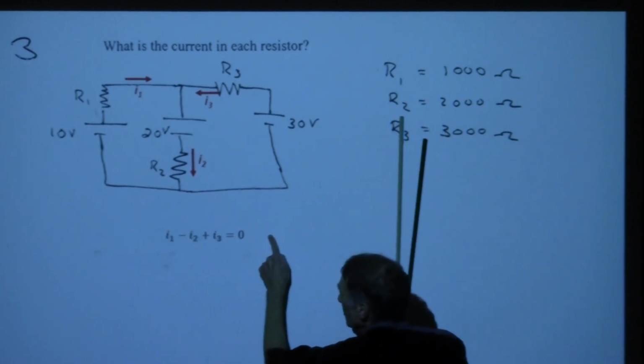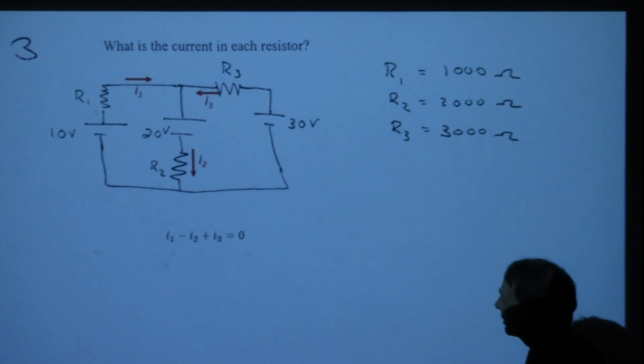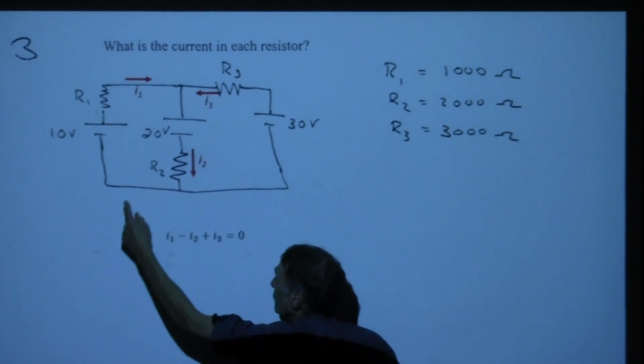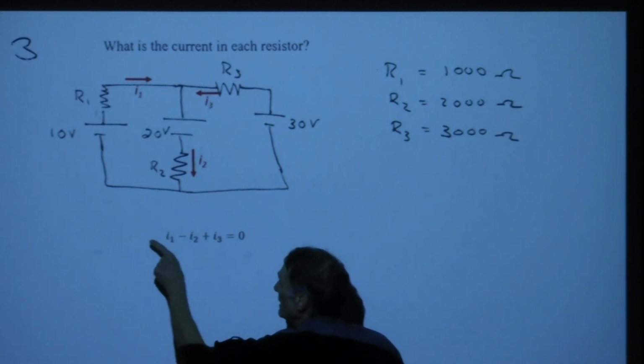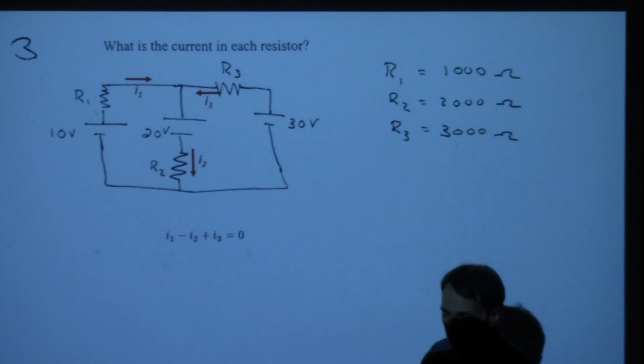Or we could take I2. I2 is going to equal I1 plus I3. You just have to add up at that junction. If you want to do it around this one, you can get the same results. You're going to find this is going to be negative, that's positive, and negative. You get the same results.